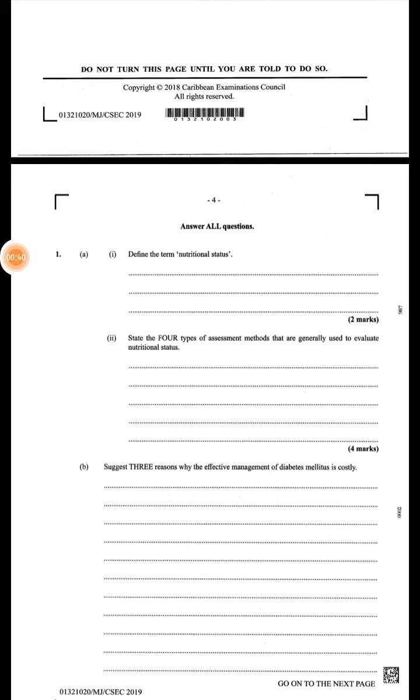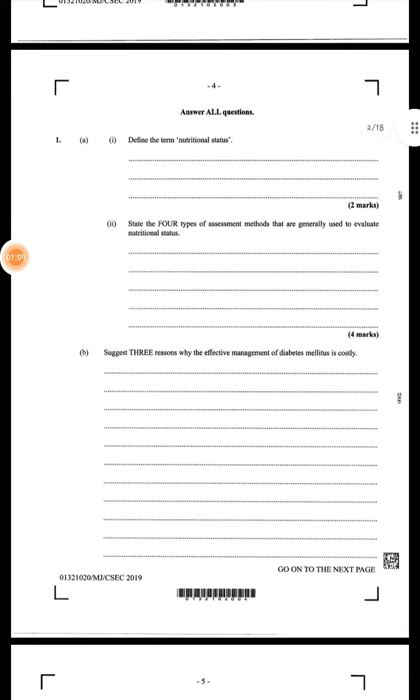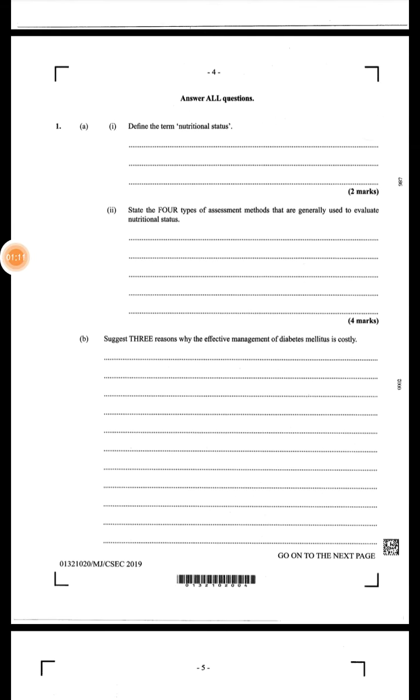Define the term nutritional status. So here I am going to give you 2 seconds for you to tell me down in the comments below, what do you think nutritional status is? Well, for me, nutritional status is the state of a person's health in terms of the nutrients in his or her diet.